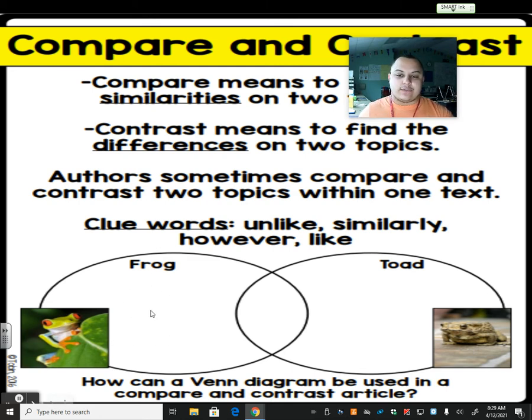Remember, over here on just the frog side, you're only going to write things about how a frog is different from a toad. Same over here, you're going to write how a toad is different than a frog. And then in the middle, you're going to write how they are similar.